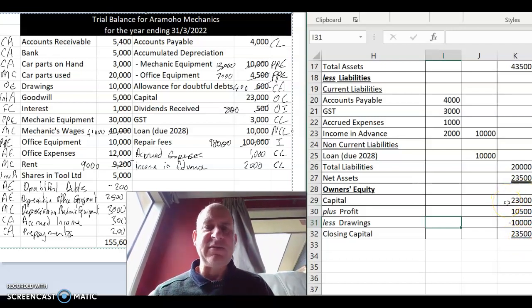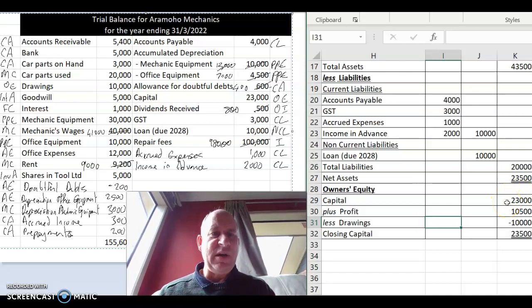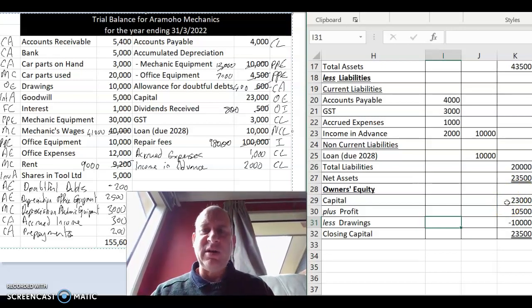A couple of tasks for you to do today. I'm going to give you another one of these to do. Again, an adjusted trial balance for you to write in or type in into the spreadsheet to do your balance sheet. And secondly, there'll be a Kahoot to finish it off.